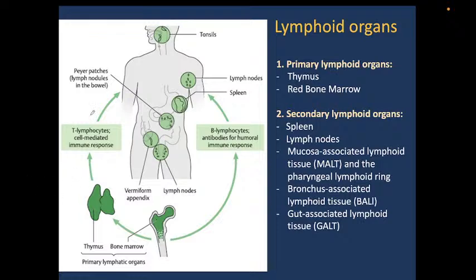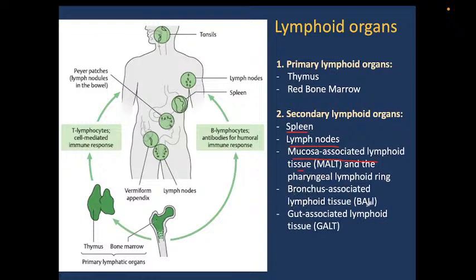As you see here, the primary lymphoid organs are first the thymus, and second the red bone marrow. Secondary lymphoid organs are the spleen, lymph nodes, mucosa-associated lymphoid tissue, which in abbreviation we will call MALT, and the pharyngeal lymphoid ring located in our head.